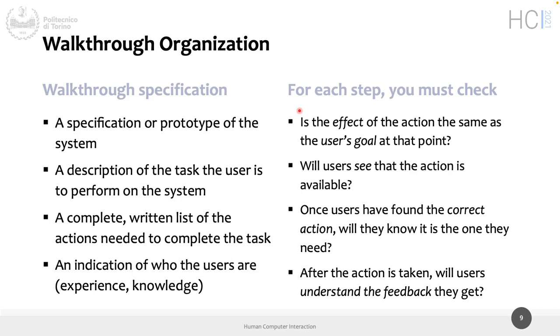If the user that the expert is imagining starts to say yes, but there is this camera with a plus, but there is also another plus in another part of the interface, and there is an arrow here, I don't know, maybe I'm not totally sure. Or maybe the action is not visible because you have to click and open three menus before finding the action that you need to do. And next step, once the user has found the correct action, yes, I have to press the camera with the plus. Will they know that it is exactly the one they need?